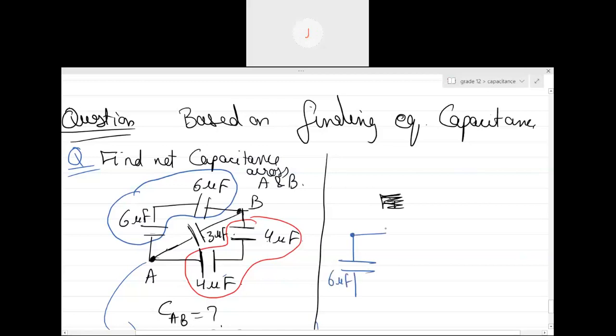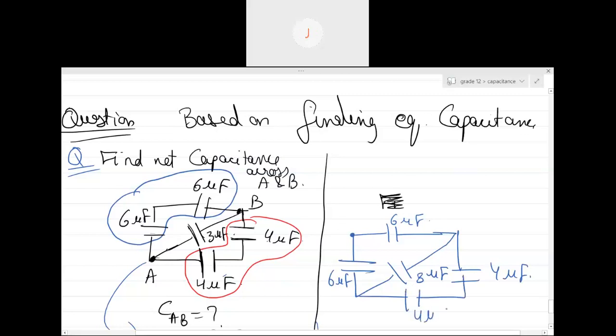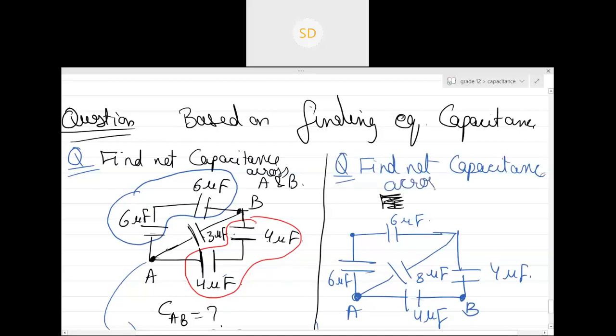6 microfarad, 6 microfarad are in series. This is 3 microfarad. This is 4 microfarad. And this is also 4 microfarad. But guys, I don't want you to calculate the potential difference over here. I want you to find out the net capacitance across A and B. These are two different questions, right?